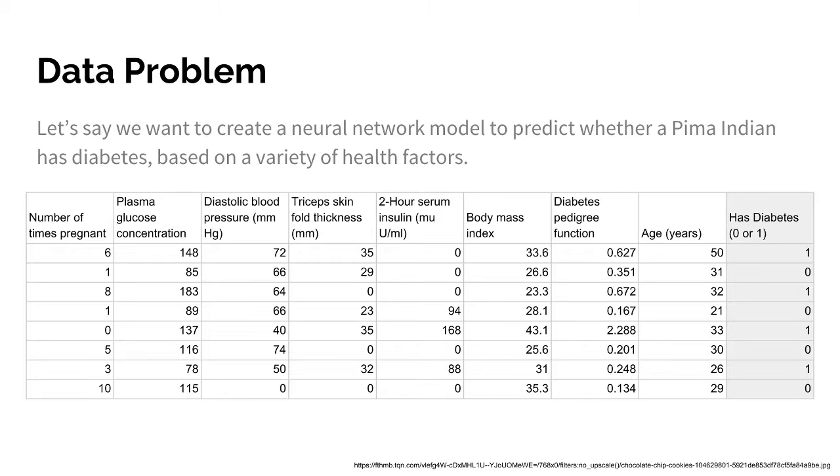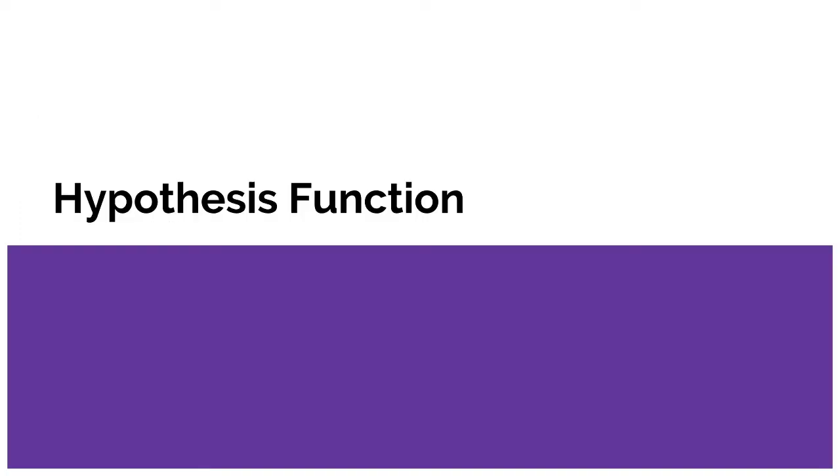So here we have about 8 health factors, things like the number of times they were pregnant. Oh, and yes, by the way, this is all women. Their body mass index, which is a measure of how overweight or underweight they are, and their age. And finally, what we want to predict, in the rightmost column, is whether or not they have diabetes. And so we have several hundred data points of people who do or don't have diabetes, and we can create a model to predict that. So let's start with defining, as usual, our hypothesis function.